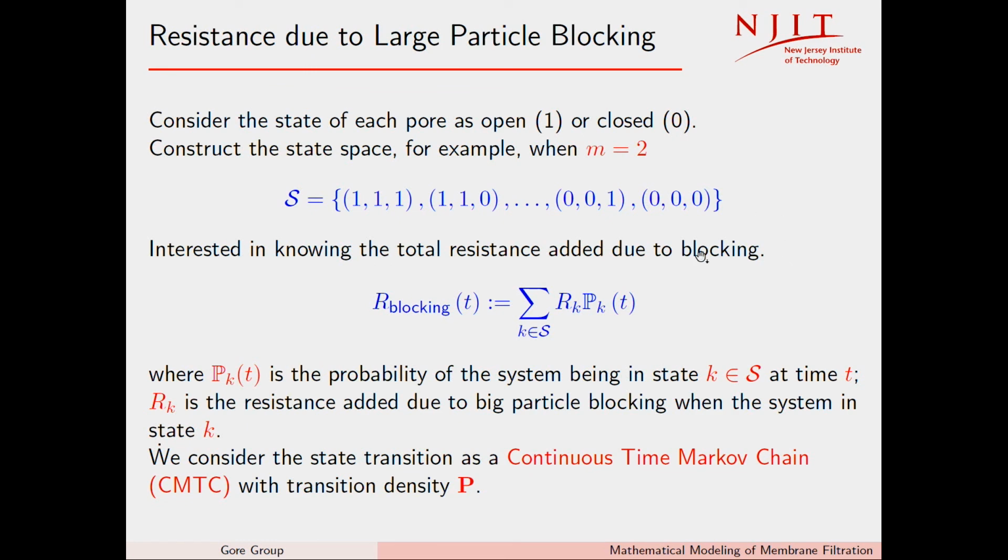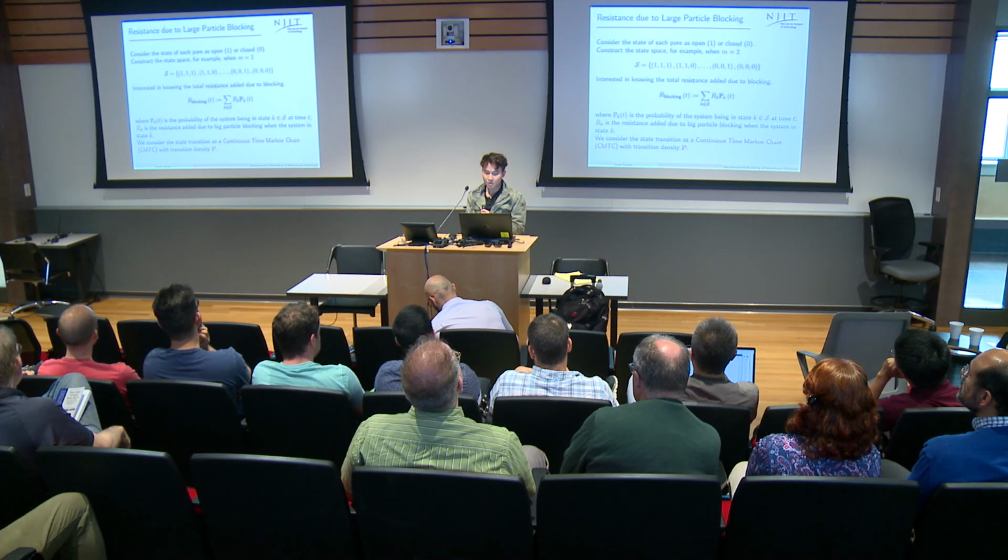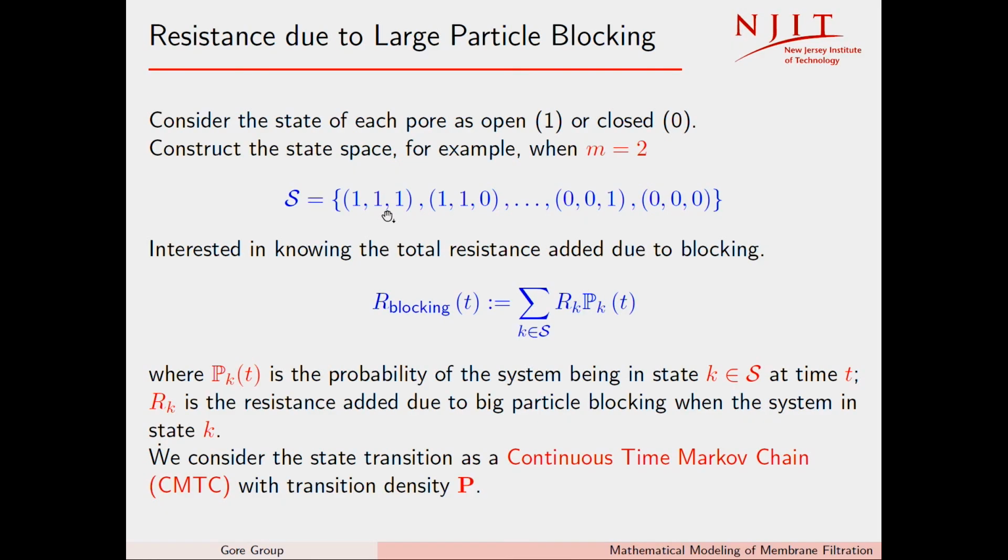We also want to calculate the resistance due to particle blocking, which is when a large particle blocks the top of the pore. We define a pore as open as 1 and closed, when it's blocked, as 0, and we construct a state space. When m is equal to 2, you have 2 layers. The first layer has 1 pore, and the second has 2 pores, so in this case we have a total of 3 pores, and the state space looks like that, where 1, 1, 1 corresponds to all 3 pores open, and 0, 0, 0 corresponds to all 3 pores closed.